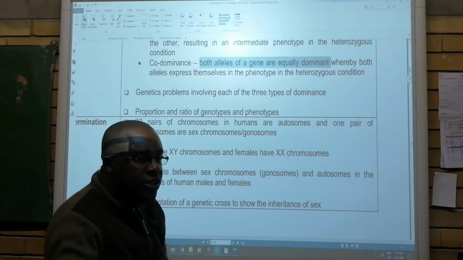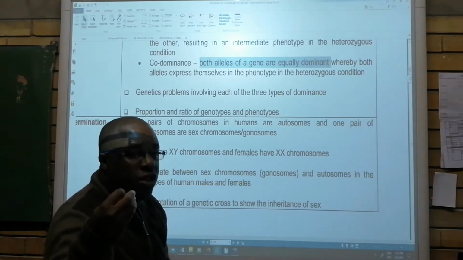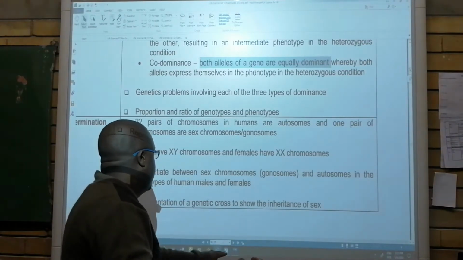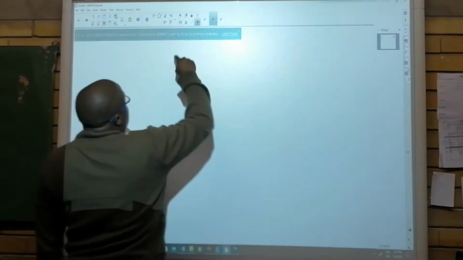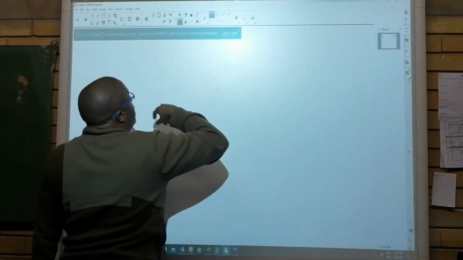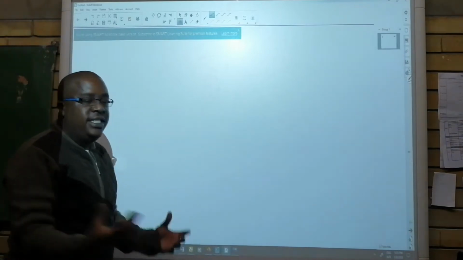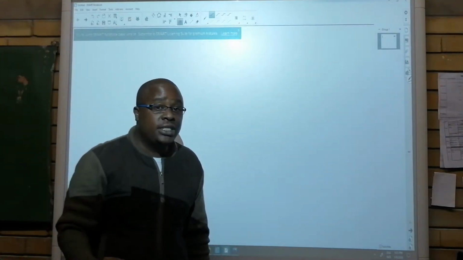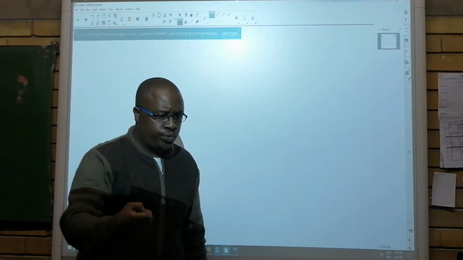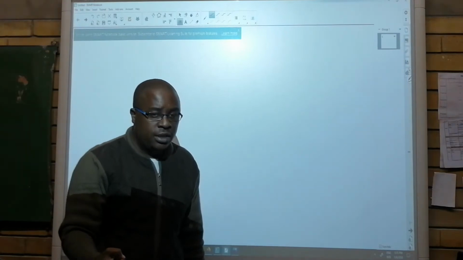Whereby both alleles express themselves in the phenotype in the heterozygous condition. Right. In our previous lesson, we looked at snapdragons, if you remember. And we know snapdragons are exhibiting incomplete dominance when it comes to the type of flowers that they produce.